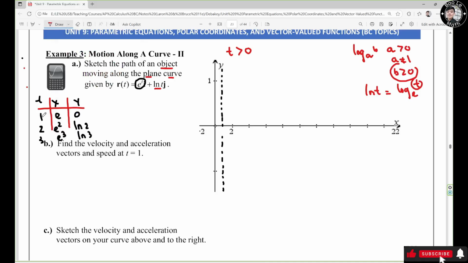Now, at t equals 1, x equals e, y equals 0, right? So it's going to be somewhere right here. You know that e is the Euler number, 2.718, etc. So this point right here. At t equals 1, x equals e, y equals 0. At t equals 2, x equals e squared.